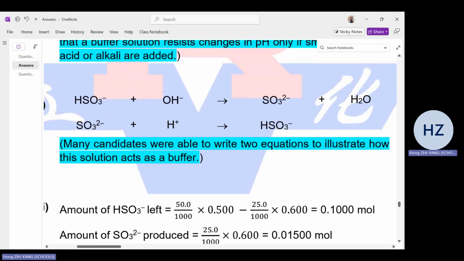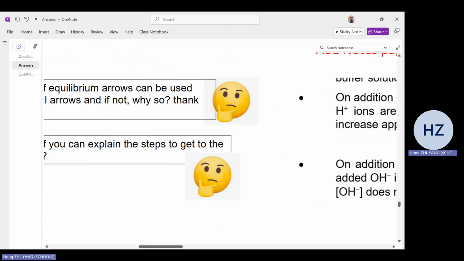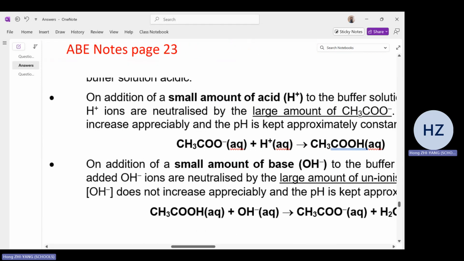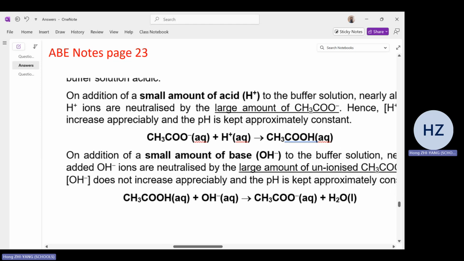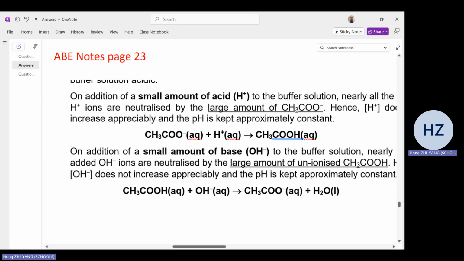Then tell me why must you use full arrows here? Answer: because this is how a buffer works to remove the additions. Which page of your buffer notes says this? Not buffer notes. Wrong. It's ABE notes, page 23. Do you know that in order for the addition to be taken away by the buffer, you have to use full arrows? Okay.